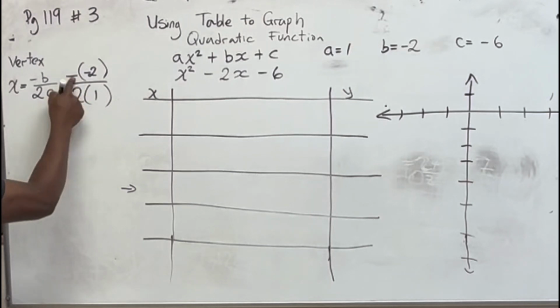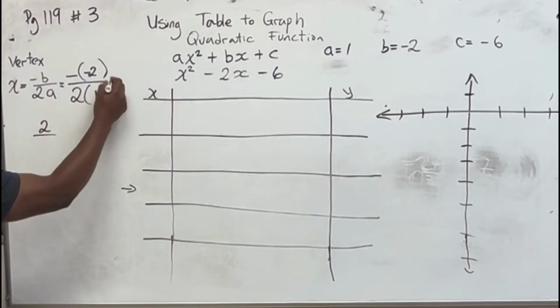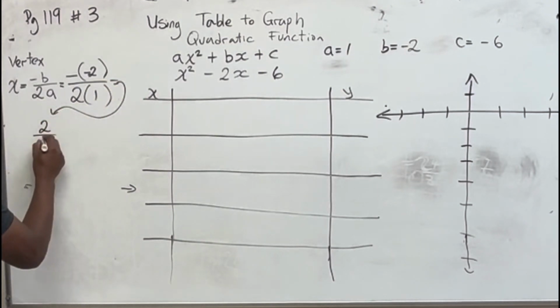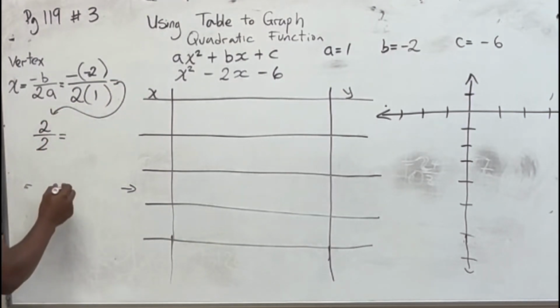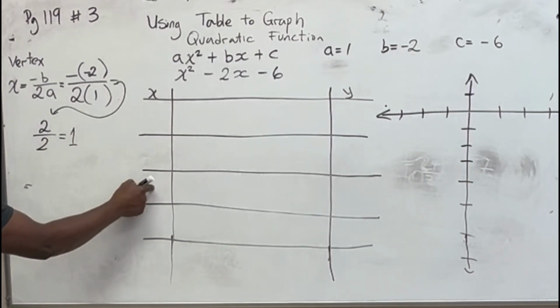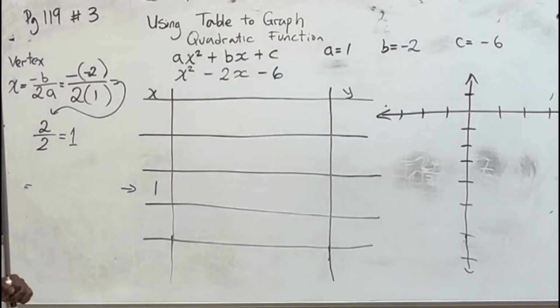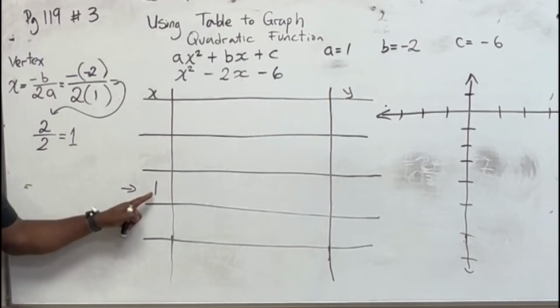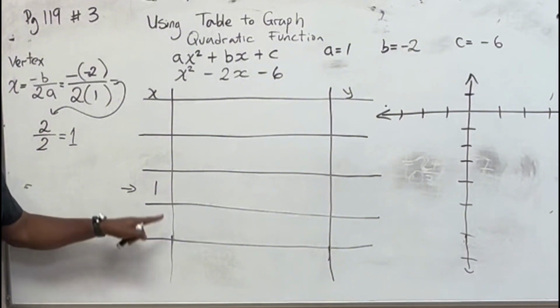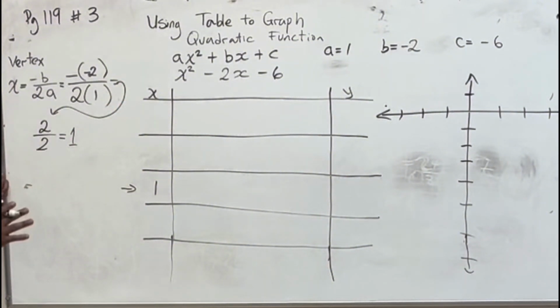So this tells me negative becomes what? Positive 2. 2 times 1? 2. And what is 2 over 2? 4. Wait. No, I'm thinking of subtraction. It means addition. 2 over 2 is what? 1. So this tells me the x value for my vertex is 1. And from this, all you do now, you count forward and you count backwards.